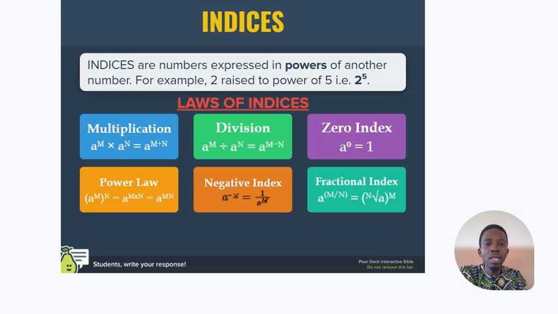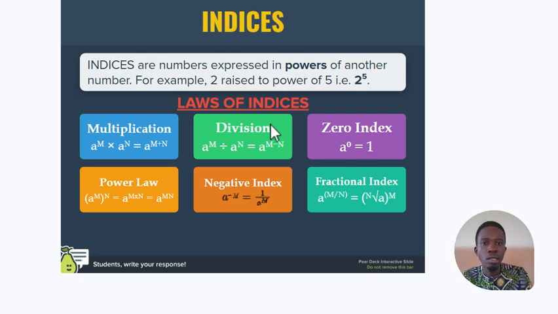Let's move on to the division law. When we have a raised to power m divided by a raised to power n, it's going to be a raised to power m minus n. Here you are subtracting the powers. Remember, they must have the same base. a raised to power m divided by a raised to power n equals a raised to power m minus n. You subtract the powers when it is a division.